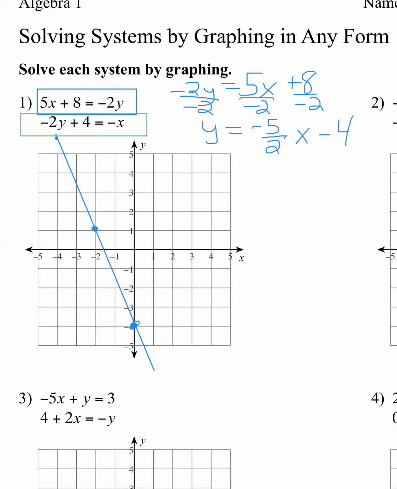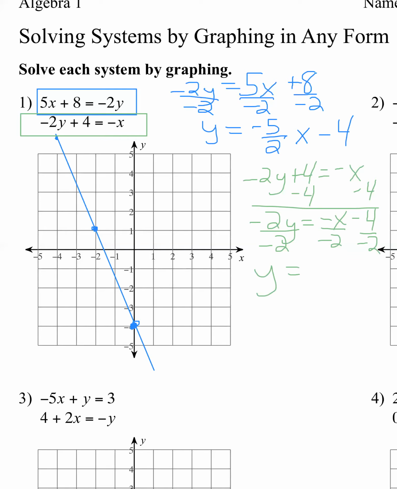Now let's go ahead and deal with this second one. We'll do that one in green. So this is another one that is not in slope-intercept form yet. So let's just rewrite it over here. -2y plus 4 equals -x. At least the y is on the left-hand side, so that's good. But I need to get the y all by itself. So let's go ahead and minus that 4. And then I'll divide everything by -2 again to get that y all by itself.